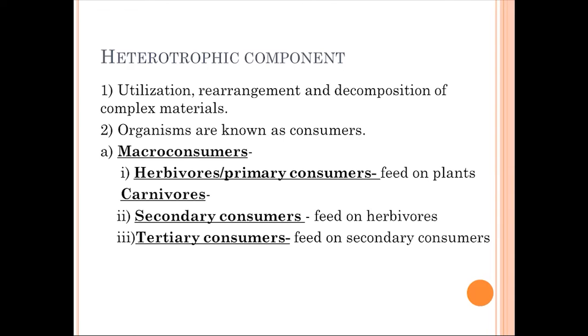Then the tertiary consumers or the top carnivores, these are tiger, lion, also eagle in a few ecosystems. So one organism feeding on another forms a trophic level or a nutrition level. Okay? And based on their food, they are distinguished as herbivores, then secondary consumers and tertiary consumers. So that was all about the macro consumers.